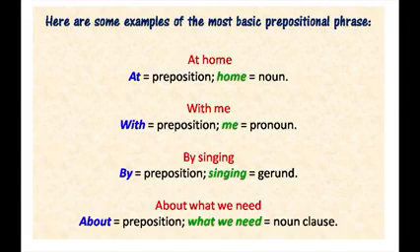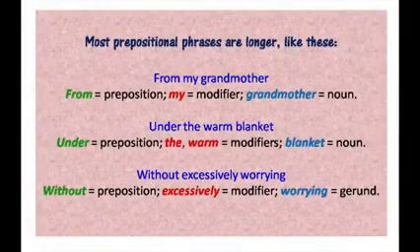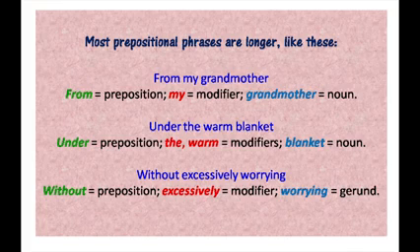Now let's look into the longer prepositional phrase examples. From my grandmother. From is the preposition, my is the modifier, grandmother is the noun. So it starts with a preposition, it has an object modifier, then it ends with a noun. Under the warm blanket. Under is the preposition, the warm is the modifier, blanket is the noun.